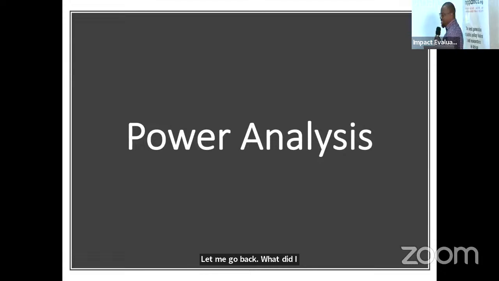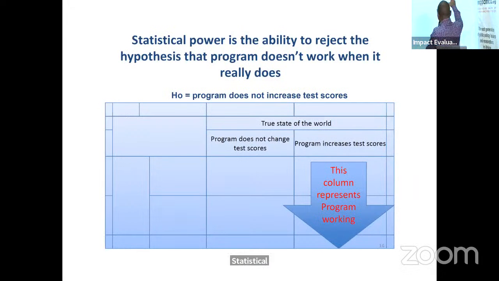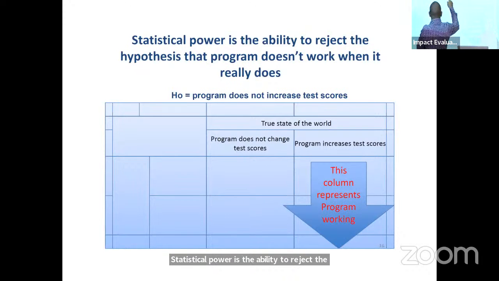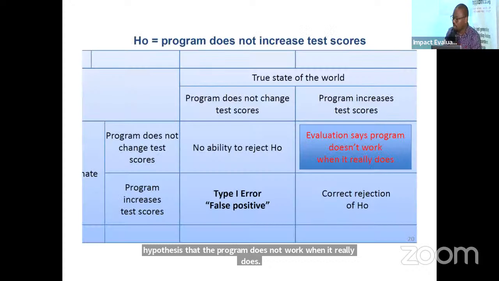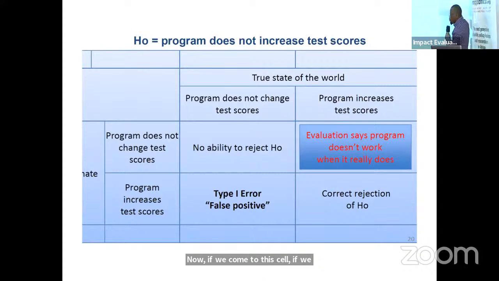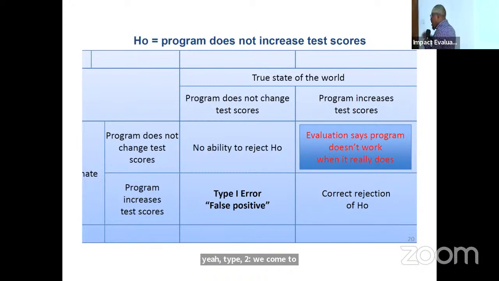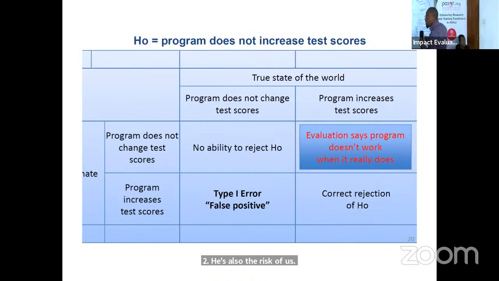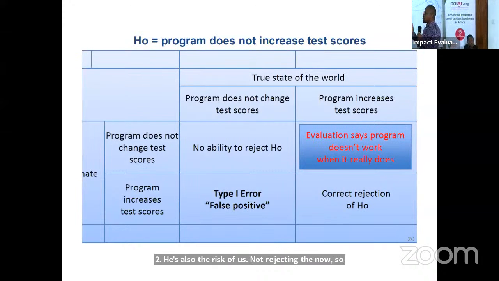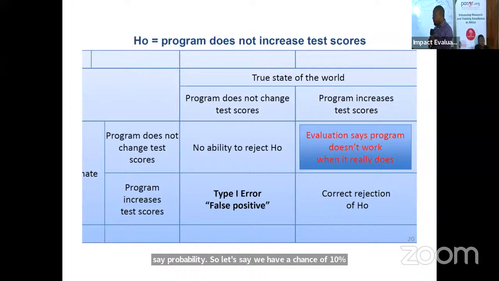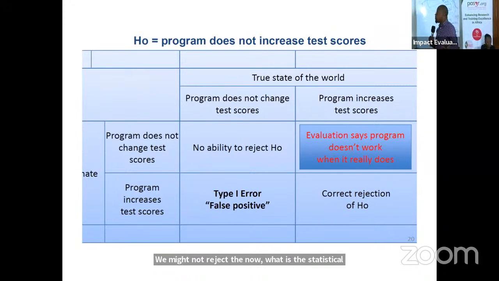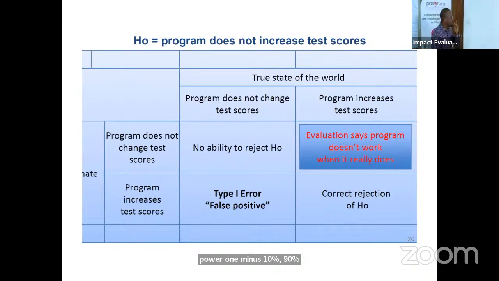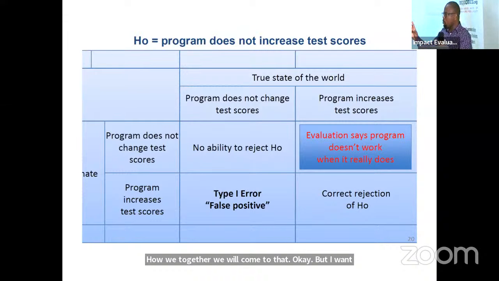Statistical power is the ability to reject the hypothesis that the program does not work when it really does. Now, if we come to this cell, type 2, right? Type 2 is actually the risk of us not rejecting the null. So it's a probability. Let's say we have a chance of 10% that we might not reject the null. What is the statistical power? 1 minus 10%, 90%. Are we together? We will come to that. But I want you to appreciate type 1 and type 2 error. Are we clear?